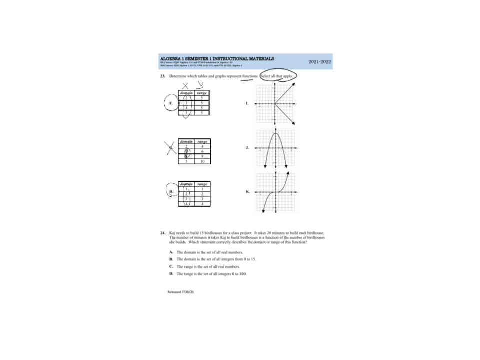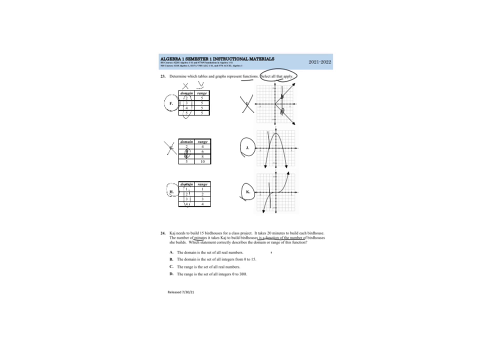What about graphs? Remember, for graphs I do the vertical line test. So I make a vertical line through the graphs. If the vertical line hits it more than once, it's like those electrical lines, that's a dead wire. Nope. But these two did pass. So this one had 4 answers. Okay. All right. Cash needs to build 15 birdhouses for a class project. It takes 20 minutes to build each birdhouse. The number of minutes it takes Cash to build birdhouses is a function of, that is a way to say that minutes is dependent on number.